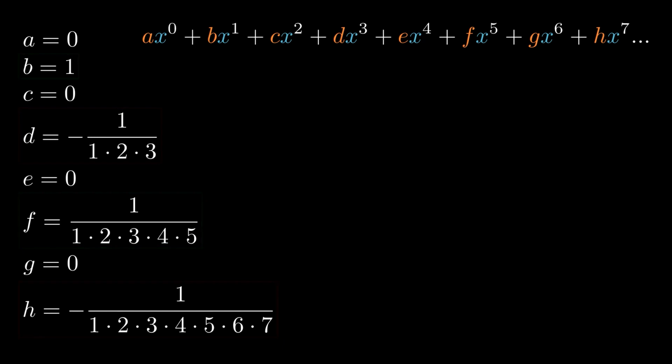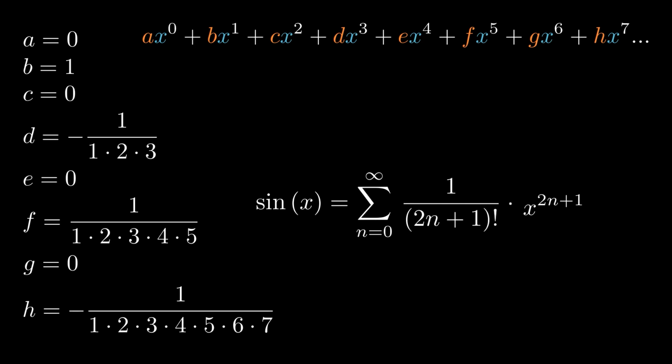Alright, great. So now that we have a repeating pattern, let's see if we can solve the sine function once and for all. To start, let's represent this infinite polynomial as an infinite sum. Since the coefficient of every other term is 0, we only care about the terms with odd exponents, which we can represent as x to the power of 2n plus 1. All of the coefficients of these terms are just 1 over the factorial of the exponent, which we can represent as the factorial of 2n plus 1.